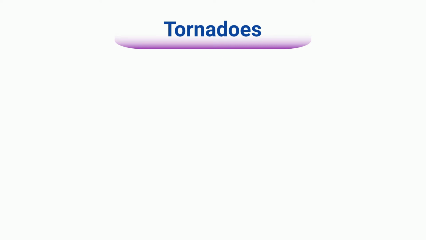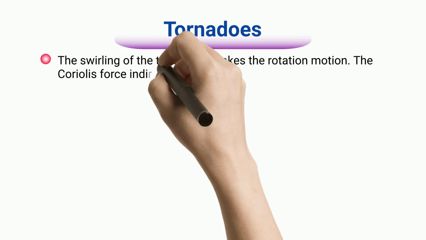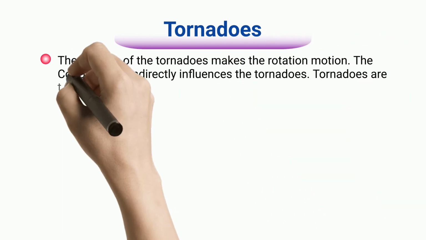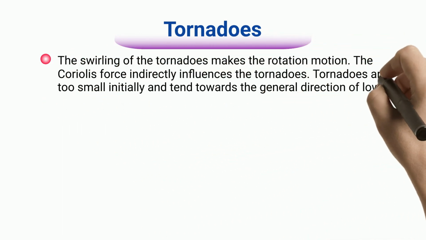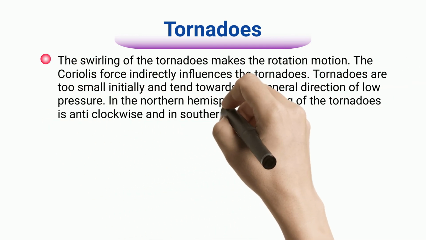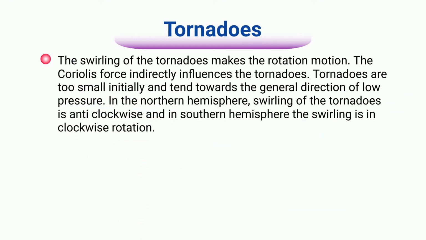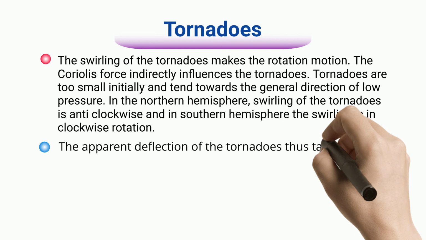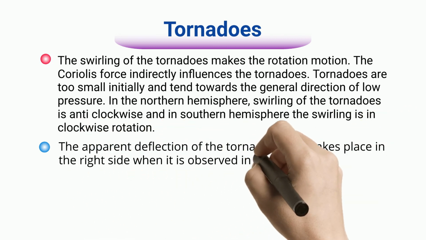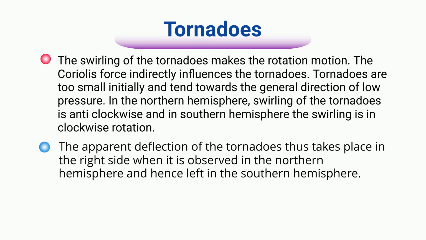Tornadoes. The swirling of the tornadoes makes the rotational motion. The Coriolis force indirectly influences the tornadoes. Tornadoes are too small initially and tend towards the general direction of low pressure. In the northern hemisphere, swirling of the tornadoes is anti-clockwise, and in the southern hemisphere, the swirling is in clockwise rotation. The apparent deflection of the tornadoes thus takes place to the right when observed in the northern hemisphere and hence left in the southern hemisphere.